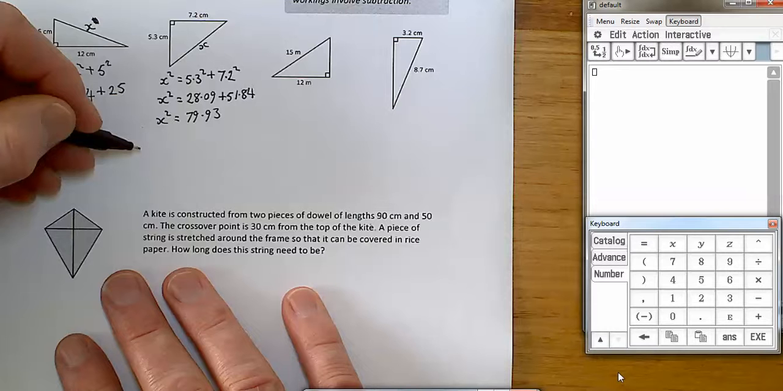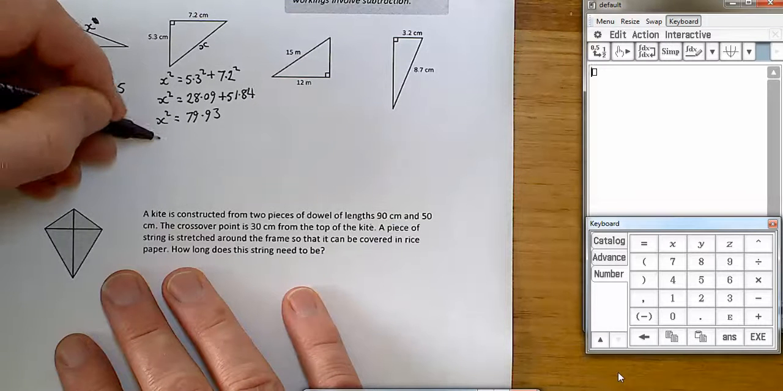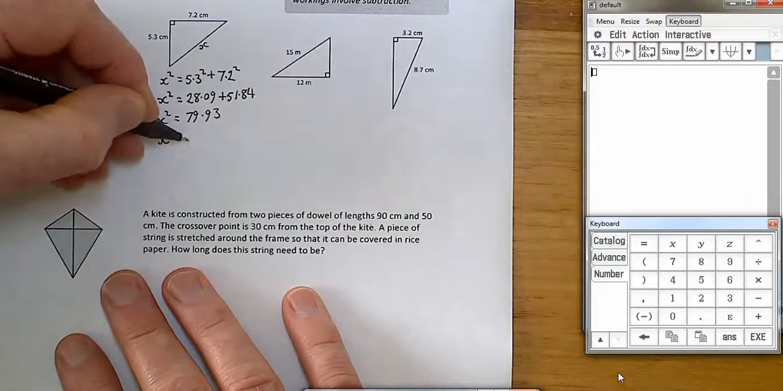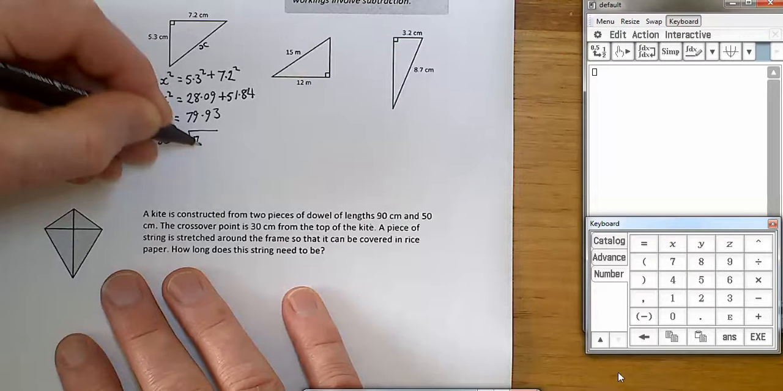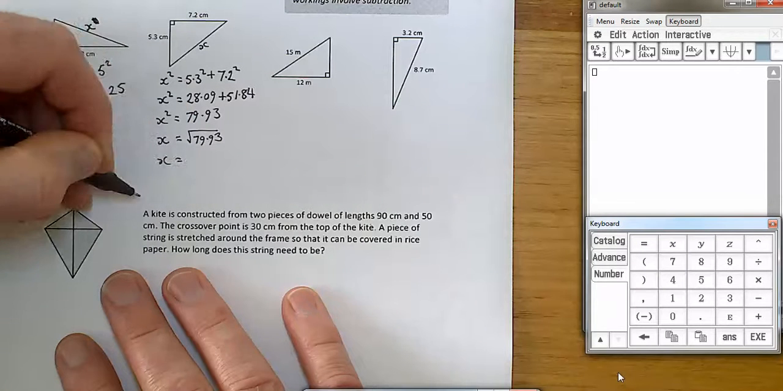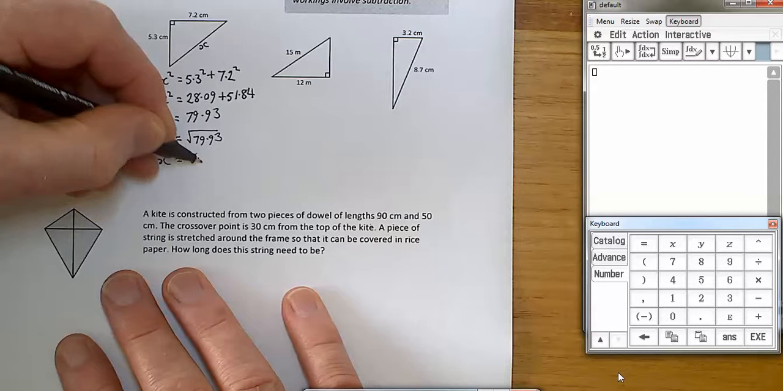79.93. But I don't want x squared, I want x. So to get x, I need to take the square root of both sides. And the square root of 79.93 is 8.94.